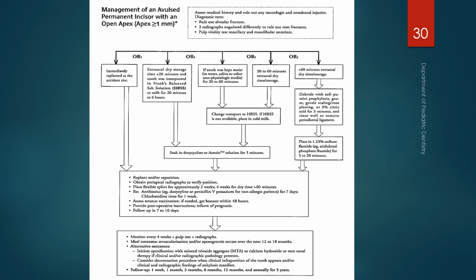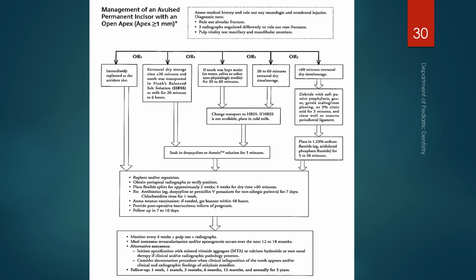Then you have to dip the tooth in 1.23% sodium fluoride, that is your APF gel, for 5 to 20 minutes. This will basically form fluorapatite on the root structure, and this will prevent the formation of external root resorption. Okay, so the chances of ankylosis are less. And then of course later you follow the same protocol. So keep in mind that this has to be done depending on extraoral time.